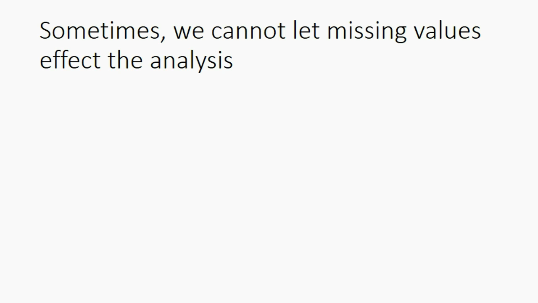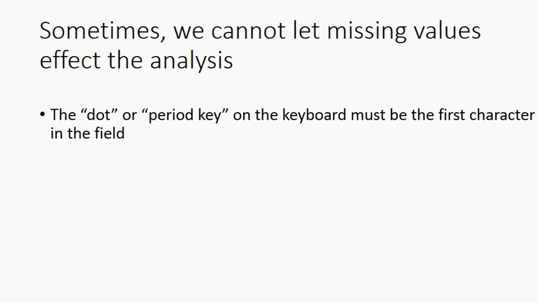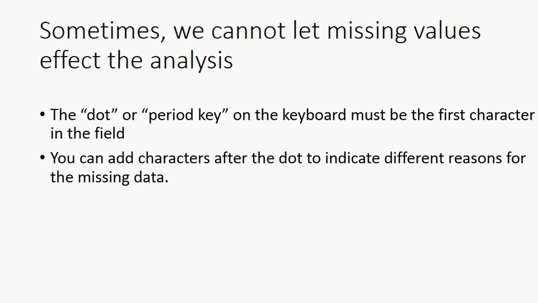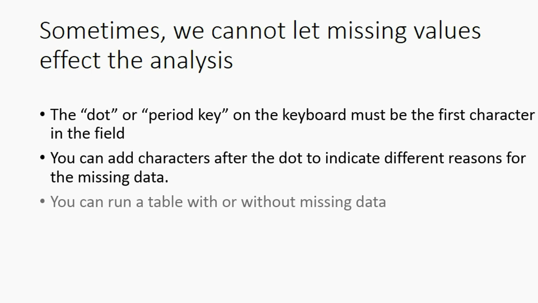Sometimes we cannot let missing values affect the analysis. The dot or period key on the keyboard must be the first character in the field entered if you don't want Stata to consider that value when running an analysis. You can add characters after the dot to indicate different reasons for the missing data. You can run a table with or without missing data.